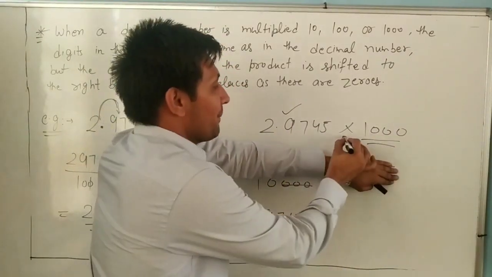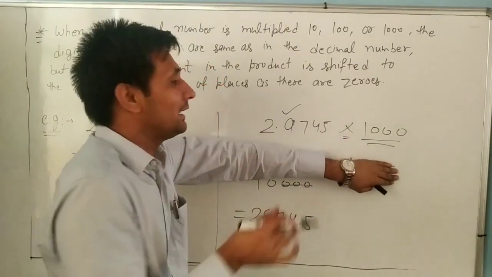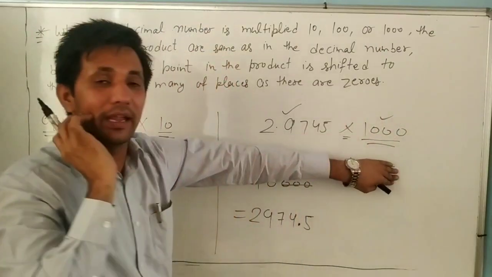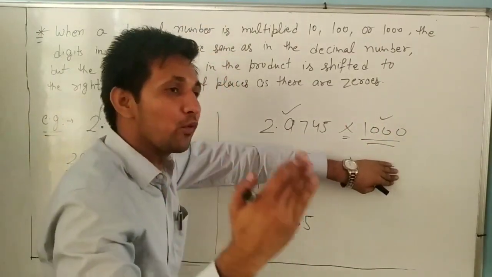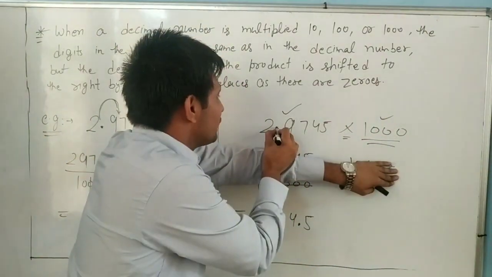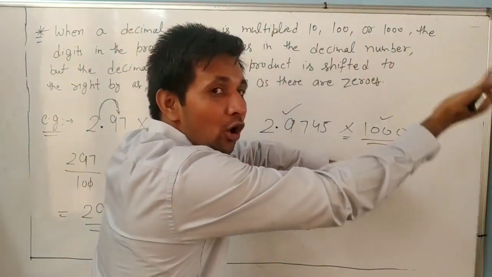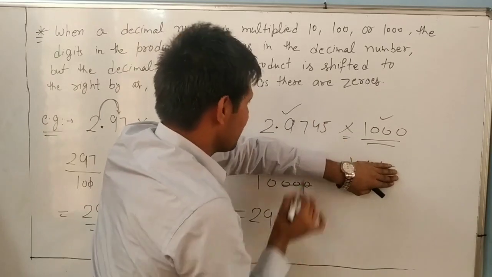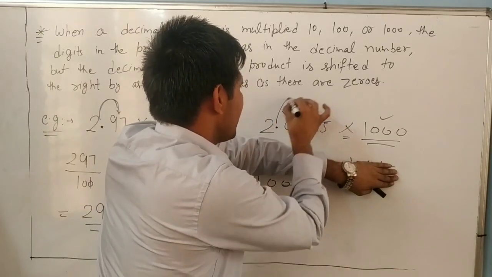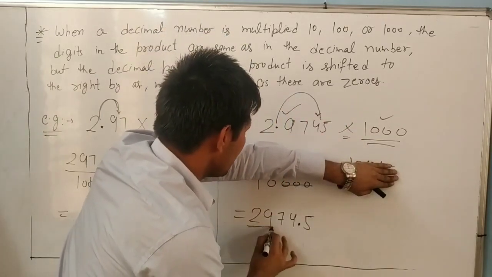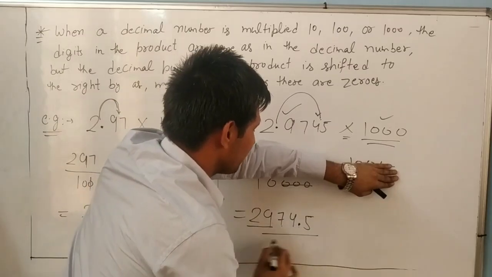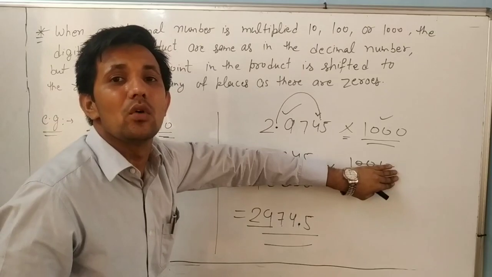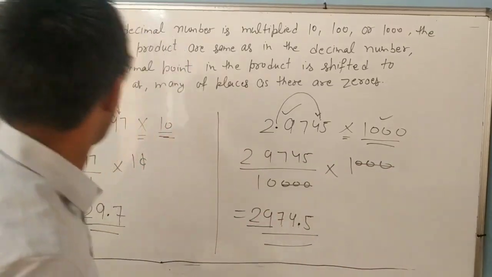3, and we are multiplying. So whenever we multiply a decimal number by 1000, how many 0s in 1000? 3. Therefore the decimal is shifted 3 places to the right side. So 1 2 3, the decimal will come from here to here, giving 2974.5. Understand dear? So we can solve it directly also. Understand or not?